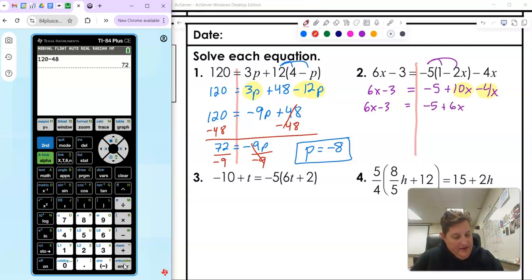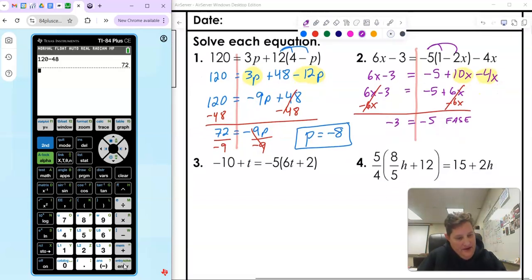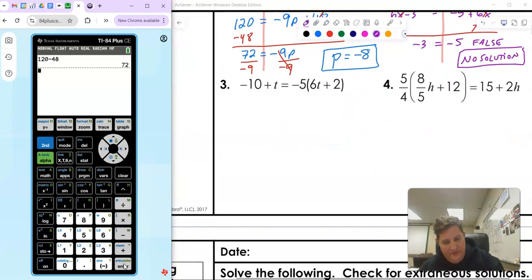Now, we know that we get the x's on the same side. And the problem is what happens there is I get a statement that is not true. That is a false statement. Okay? If you guys see a false statement, the answer is going to be no solution. Okay? If it's a statement that's always true, the answer is all real numbers. Alright, great. Let's look at number 3 and number 4.